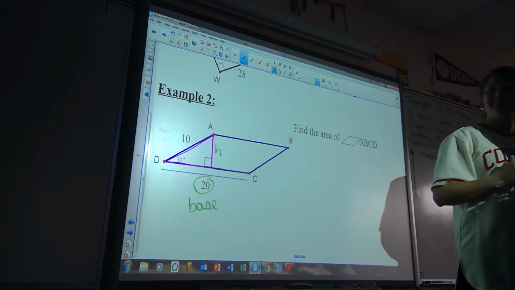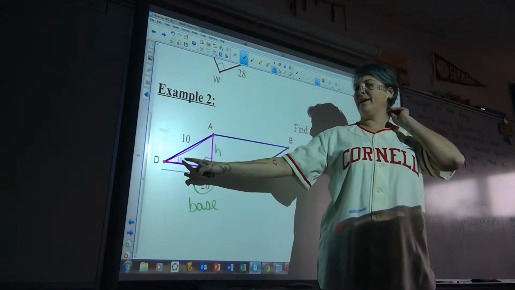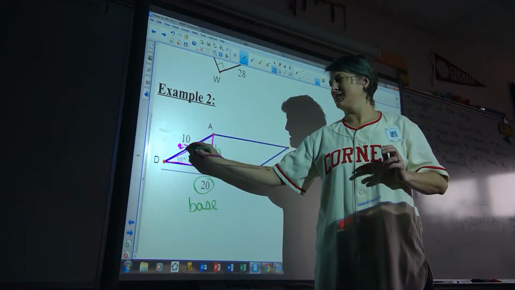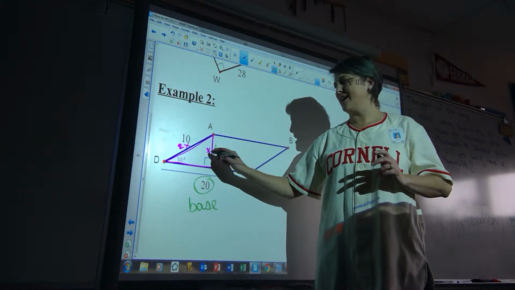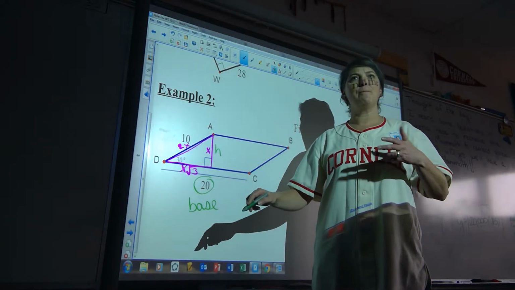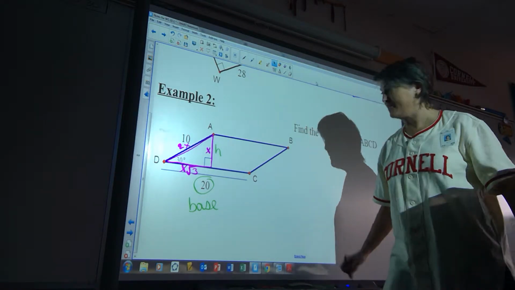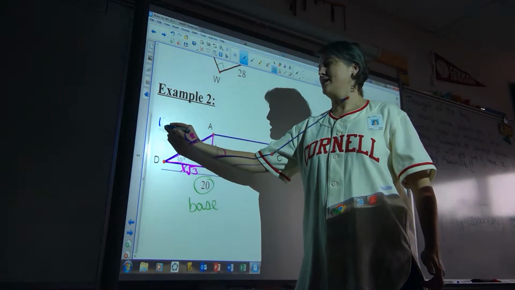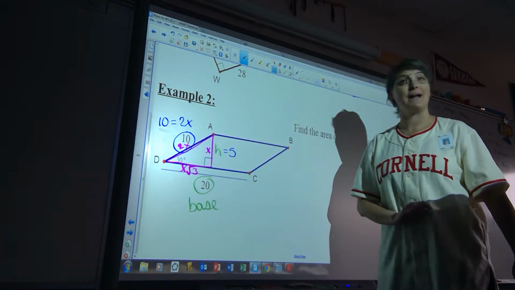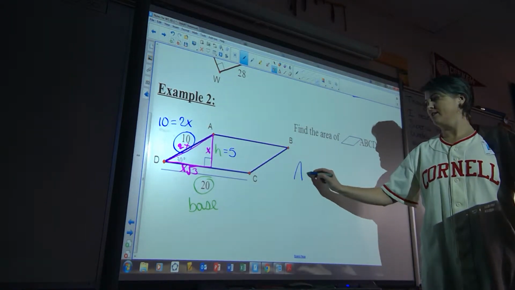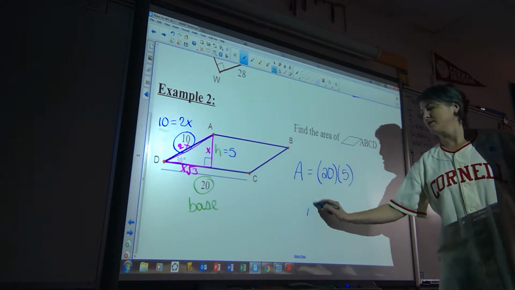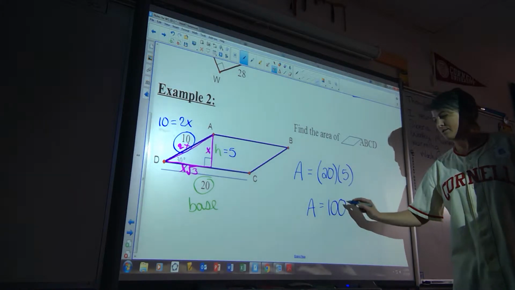All right, yeah, little math rewind. If the hypotenuse is 10, right, that's the 2x. The side across from the 30 is the x, and this is the x root 3. So how big is x? 5, right, because 10 equals the 2x. So x is 5, so therefore I just found out my height. So area is base times height, so 20 times 5, so 100 units squared.